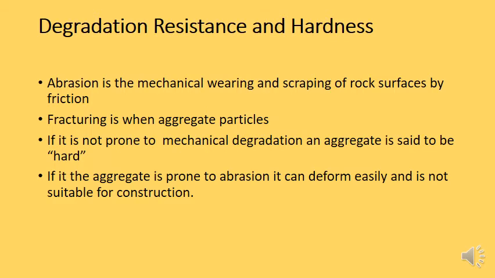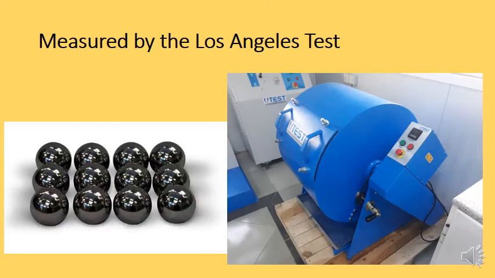Now, if an aggregate is prone to abrasion, it will deform easily, and really it's not suitable for anything we use in civil engineering. The reason for that is in civil engineering, we're building things that need to last a long time, 10, 20, 30, 100 years, and so we need it to be a very stable aggregate. How do we measure abrasion? Well, effectively we do this by the Los Angeles test.